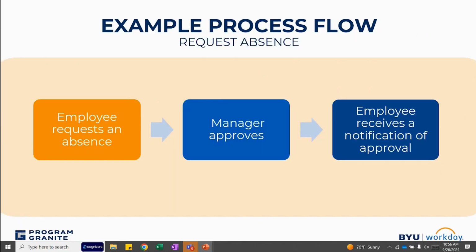This is a very simple, which I like, a simple example of a business process. An employee requests an absence. So I submit in Workday, I want to take a vacation day next Friday. It routes to my manager. My manager approves it. I receive a little notification, my bell icon saying, your absence request has been approved.